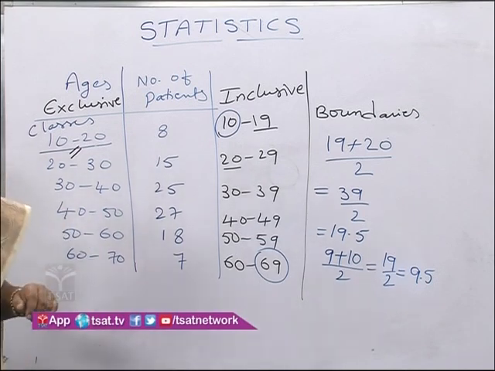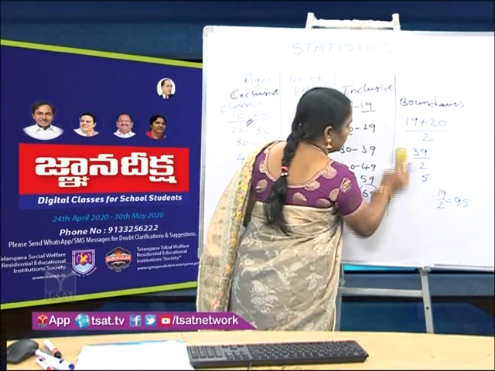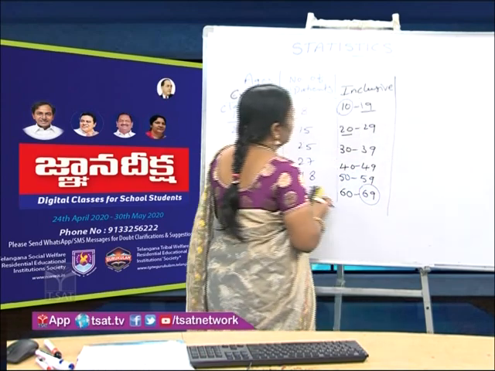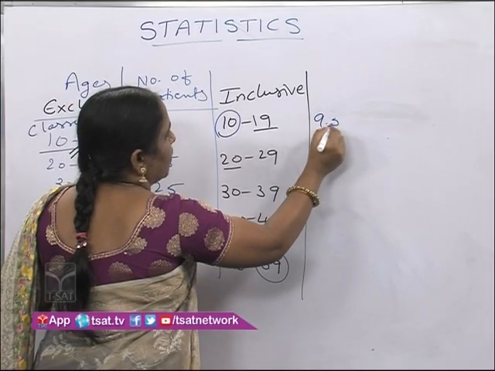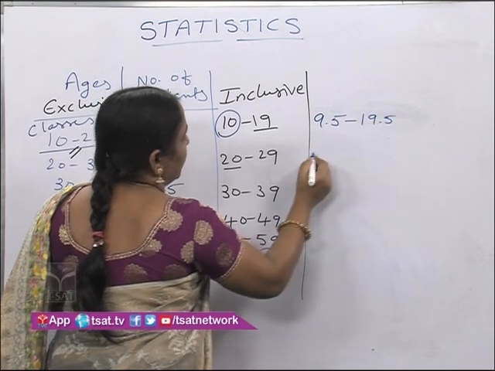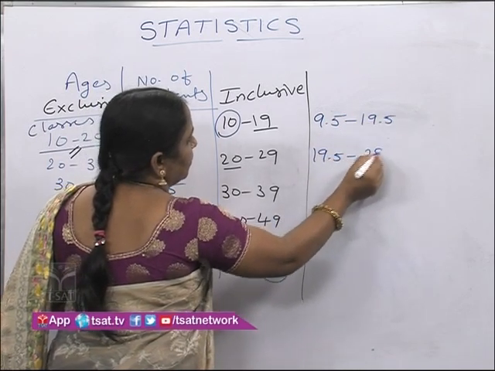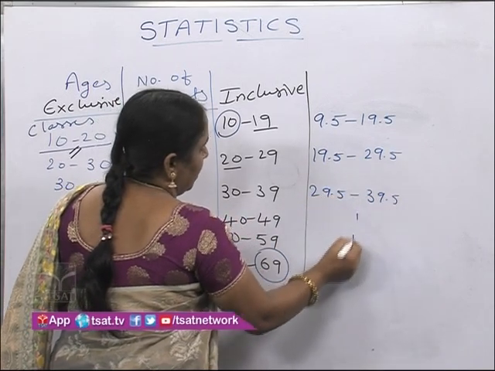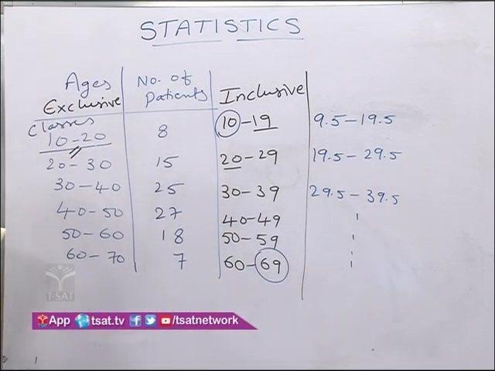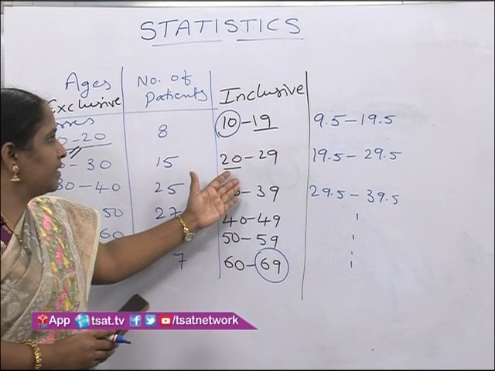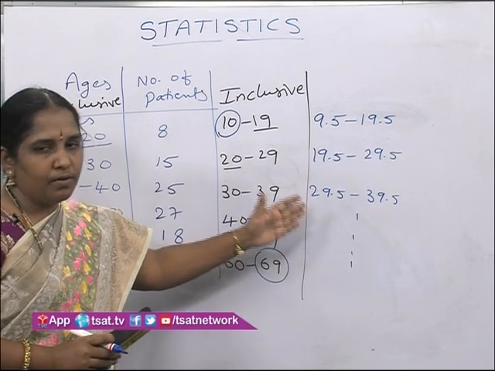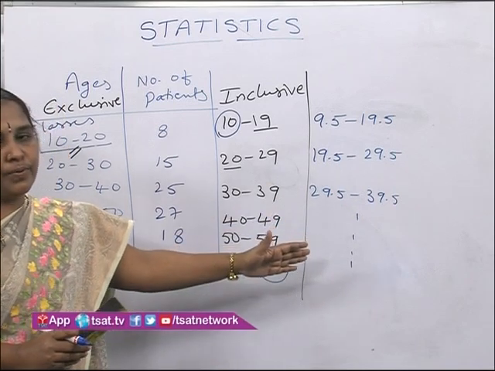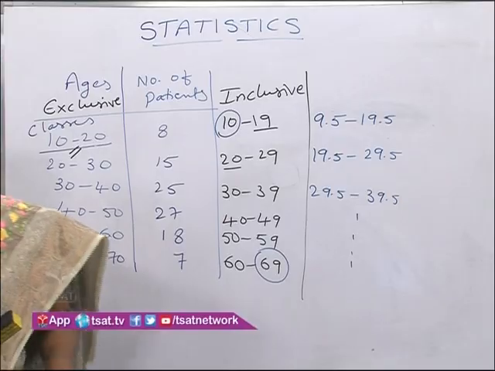After finding the boundaries, you can rewrite these classes. How do we write? Look at the board. Here: 9.5 to 19.5, 19.5 to 29.5, 29.5 to 39.5, and so on. So, this is how we can convert the inclusive classes again into exclusive or overlapping classes. And these boundaries are also known as the true class limits of the classes.